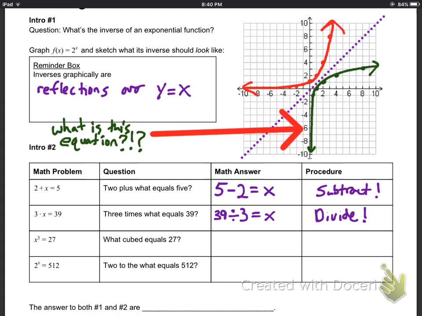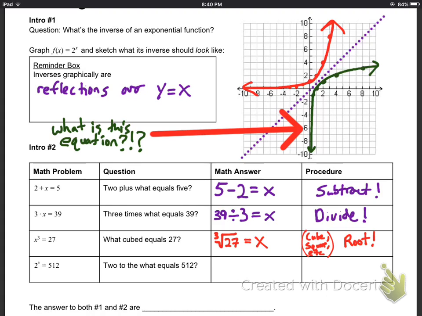What if we had x cubed equals 27? You're asking what cubed equals 27? Well, to undo that, or to figure out what x is, you would do a cube root, right? So the cube root of 27 equals x. And so those are roots. It could be cube, could be square, whatever, okay? And then we just now got to exponential functions.